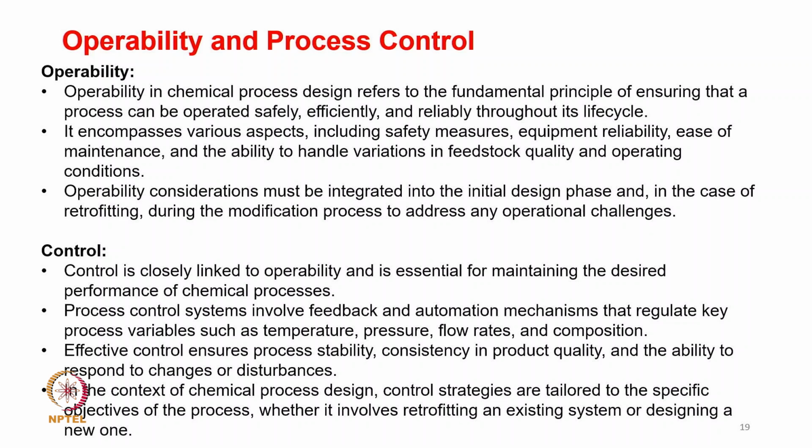So, the next aspect is control. Both are tightly correlated. Control is closely linked to operability, which is essential for maintaining the desired performance. The process control designs involve feedback and automation that regulate key process variables such as temperature, pressure, and so forth. Effective control ensures process stability, consistency, and product quality, and the ability of the system to respond to any changes. In the context of process design, control strategies are tailored to the specific objectives of the process that involves retrofitting an existing system or designing a new one.